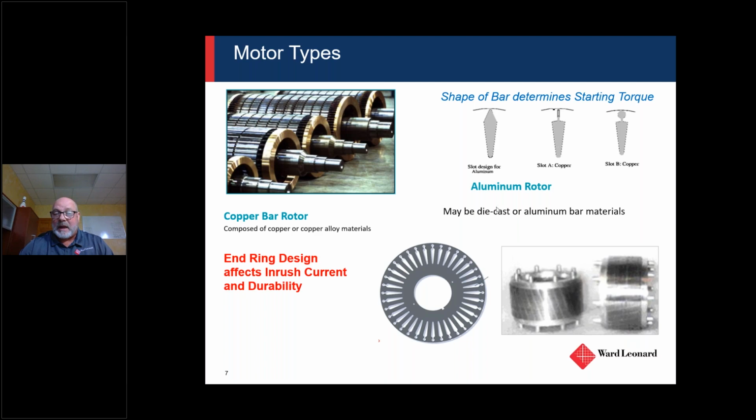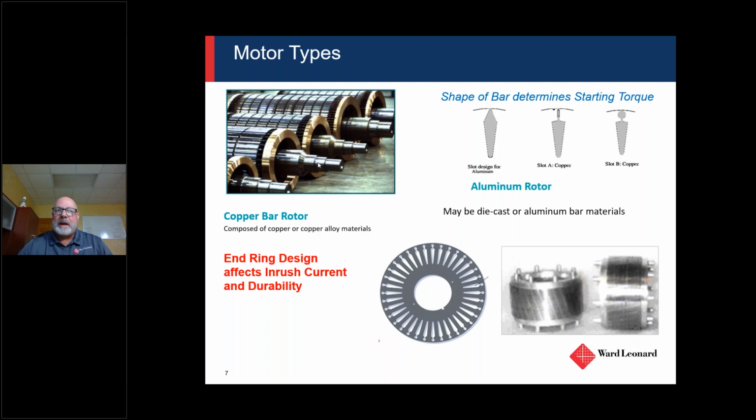Aluminum rotors are typically die cast, meaning that it's a pouring in method. So there's the potential for porosity in the end rings and even in the bars, but the manufacturing process is so much cheaper, right? You don't have to have custom bars cut and then pressed in and then welded to the end ring, because if you don't get that end ring right, that's where all the inrush current really absorbs in the end ring. So if that's not correct, that's where you see a lot of heating and separation and rotor failures. Aluminum bar rotors could potentially be more prone to rotor bar breakage just because of the construction.